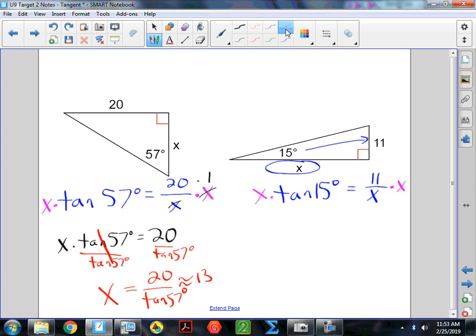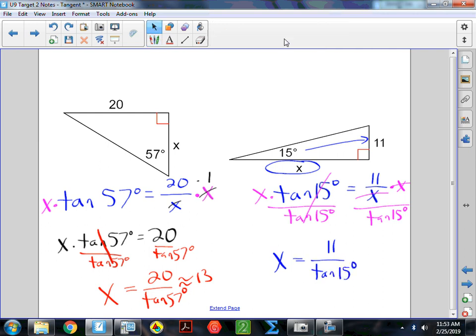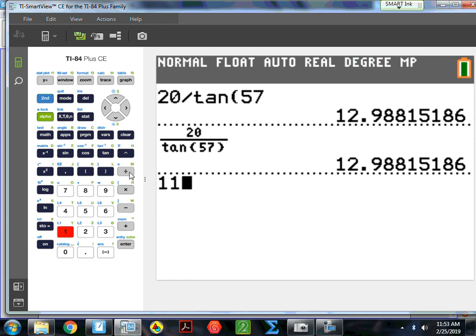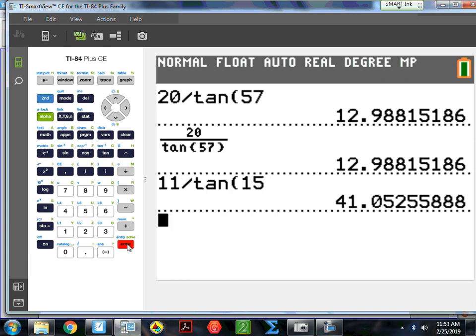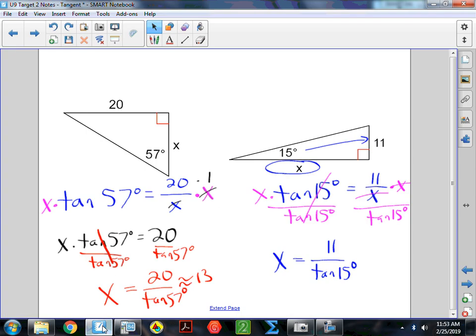The problem on the right, the x canceled. Then I need to divide both sides by tangent 15 degrees. So x is going to equal 11 divided by tangent 15 degrees. And I get about 41.1. And that is how to use the tangent ratio.